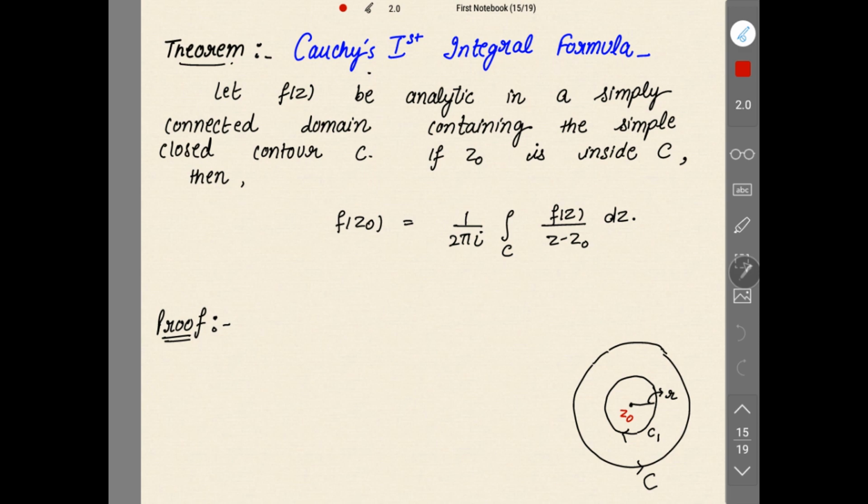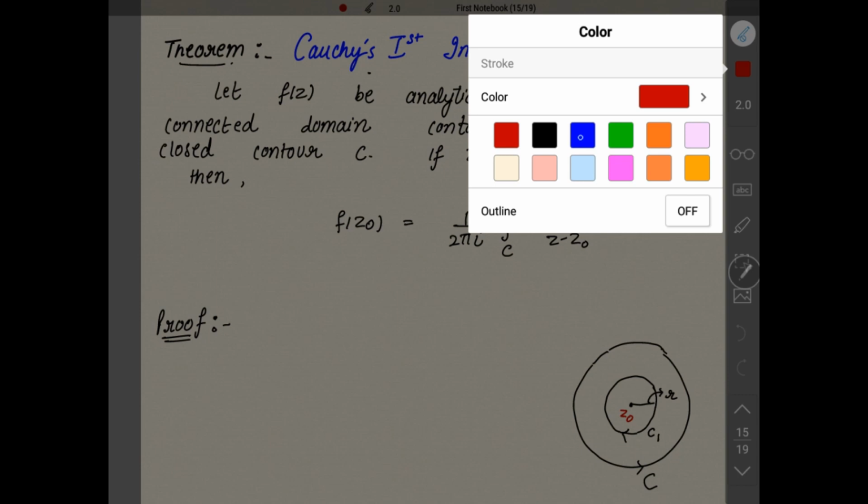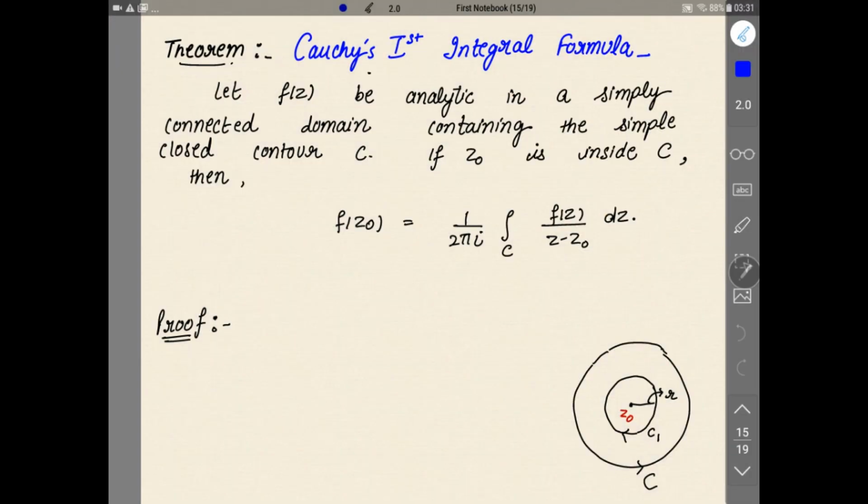Now if you look at this figure, I have drawn a contour C, and inside that I have drawn a circle C1 centered at z0 having the radius R. Whenever your function is analytic, obviously that function is continuous. So let's start with the proof.